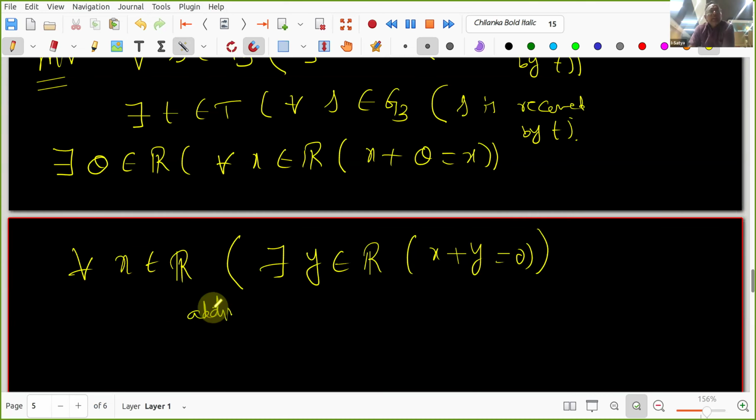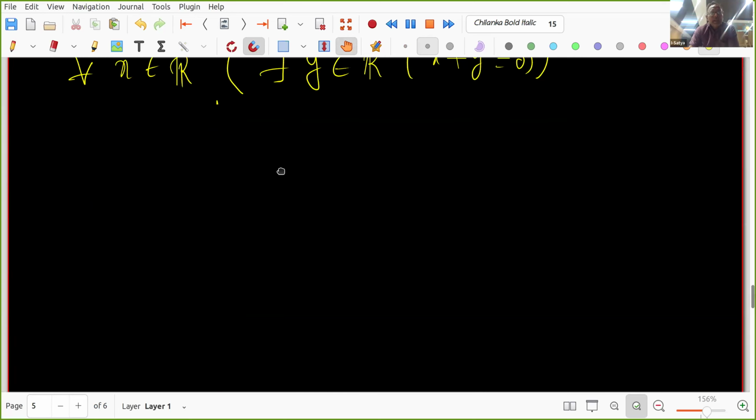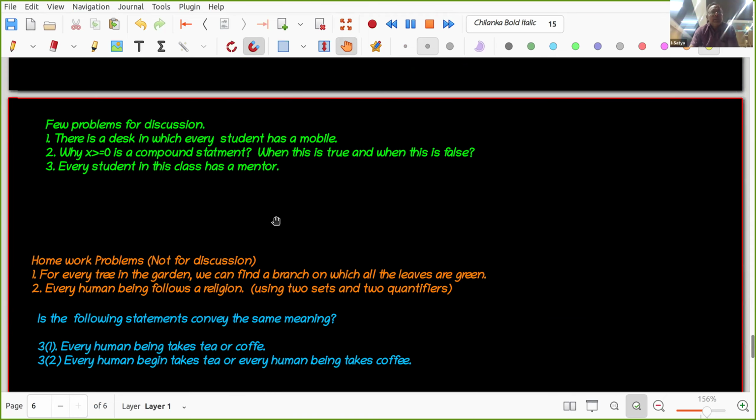This is additive inverse. See, what is the difference between these two? A single theta works for everybody. Here, x changes, y changes. So try to understand the difference. There exists a theta that works for everybody. Please discuss this also. I'm going to stop now, but I have written a few things here. I'll just inform you and I'll stop.